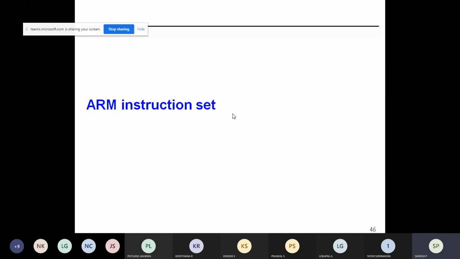Next we will go with the ARM instructions. What are the different types of instructions ARM supports? We are going to do your lab programs and the ARM instruction set simultaneously. I will go through some of the instructions in the beginning. Once I complete some instructions and you understand them, we'll start writing programs on those instructions in Keil software.